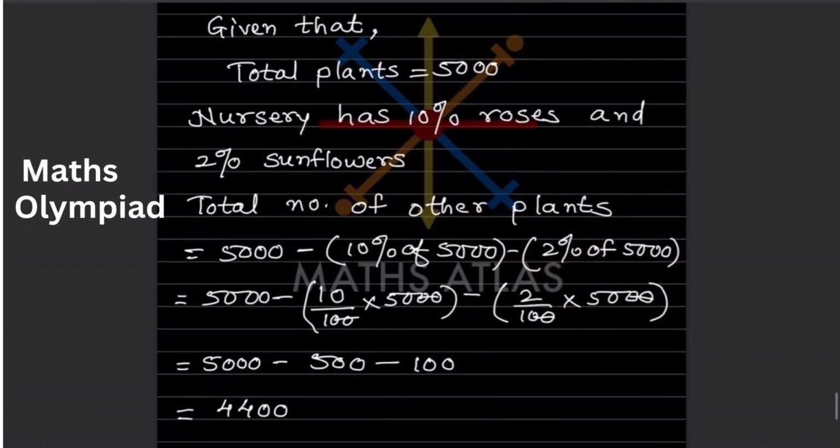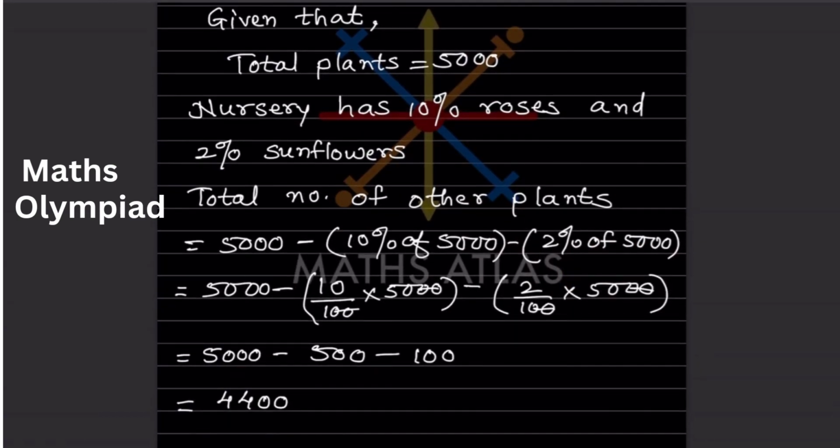So here it is going to be 5,000 minus, these two zeros will get cut. This will be 500, and this again, these two zeros will get cut, and this is going to be 100. So your answer will be 5,000 minus 500, that is going to be 4,500, minus 100, that is 4,400. So by this one we have completed this question over here.